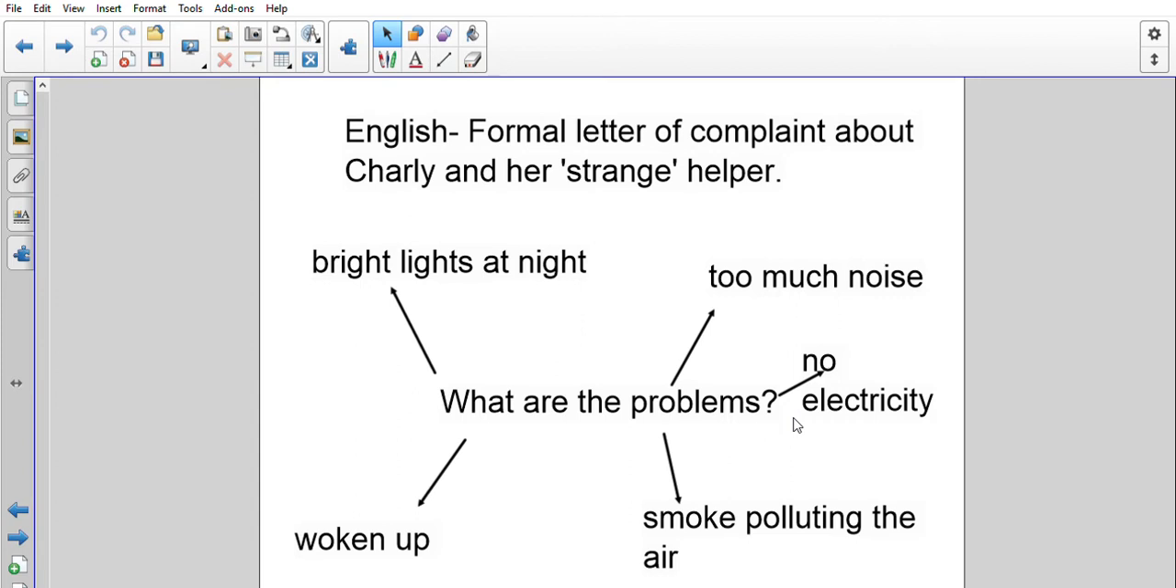So I want you to brainstorm some of your ideas. Imagine you're the neighbour and you can hear or you can see what's going on outside. What might those problems be for you? So you might want to pause the video whilst you think of some ideas for that as well. And then we'll get looking at how we can write the letter.